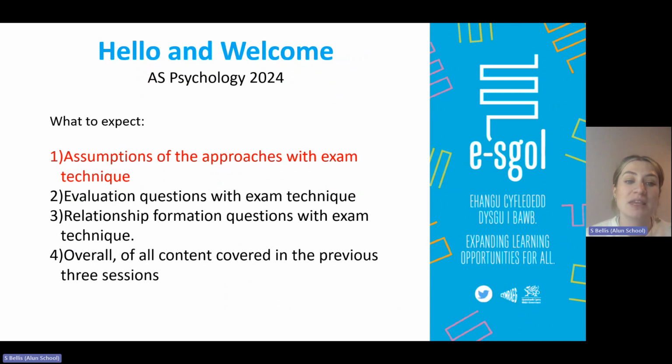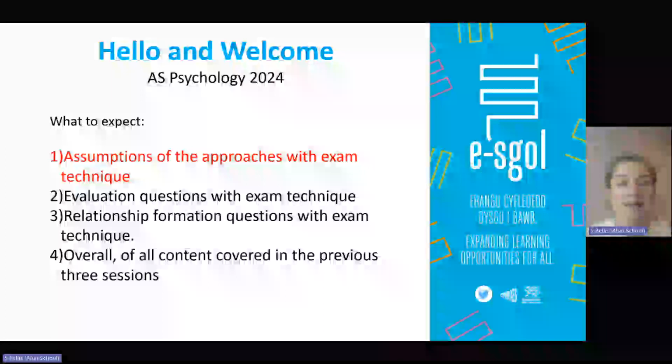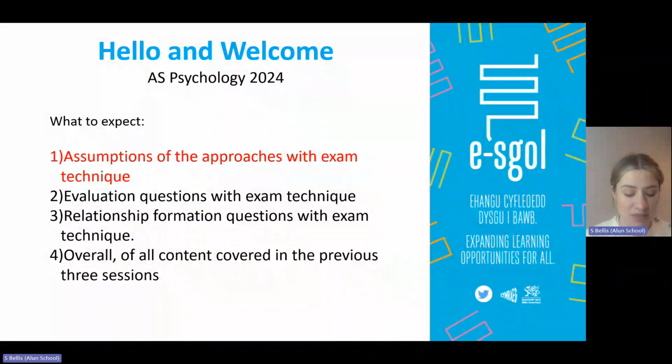Starting off with the assumptions of the approach, and I'm also going to go through some different exam techniques. Then we're going to look at evaluation questions, again with exam techniques. Then we are looking at relationship formation questions, and again, exam technique. And then lastly, we are going to do an overall summary of everything that I have covered in the 3 previous sessions.